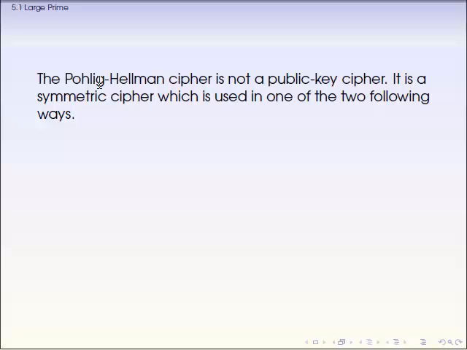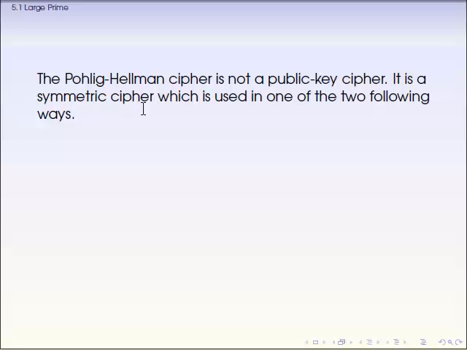But this Pohlig-Hellman cipher that we are going to cover in this chapter is not a public key cipher yet, but it gives us a very good idea behind the public key cipher later. So it's very necessary to cover. And this is not for practical purposes, but more for theoretical discussion, right? So let's just focus on that one.